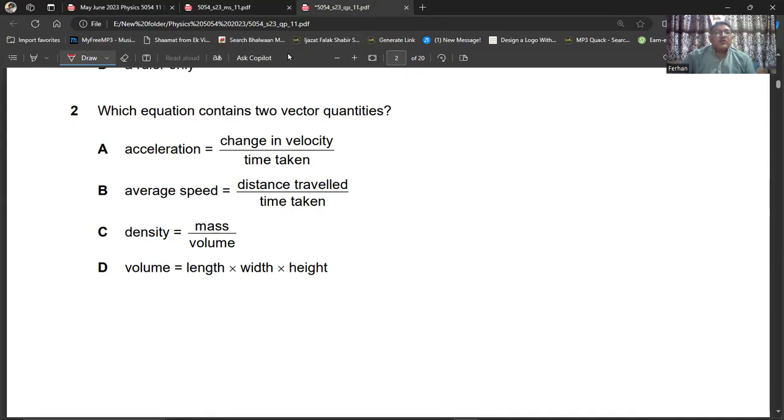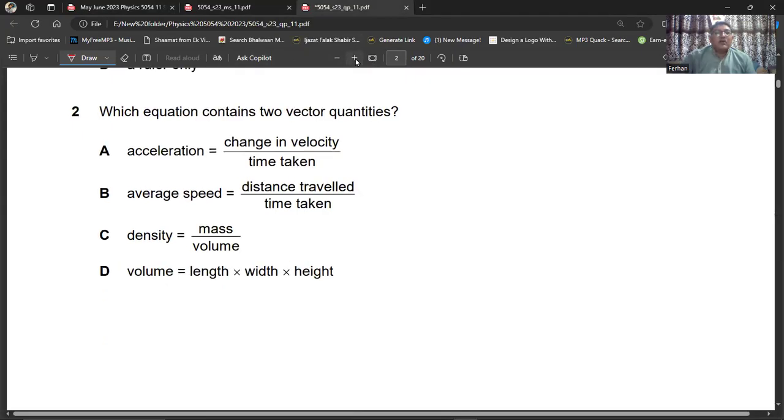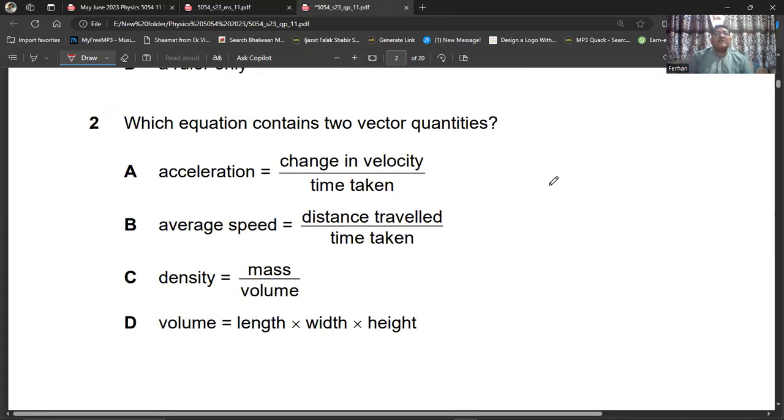Question number 2. Which equation contains two vector quantities? So let's check. This is a vector quantity. This velocity is a vector quantity. Time is a scalar quantity. So in the very first option, we have this equation. Acceleration is a vector. Velocity is a vector. Time is scalar. So A is the answer. Question number 2, A is the right answer.